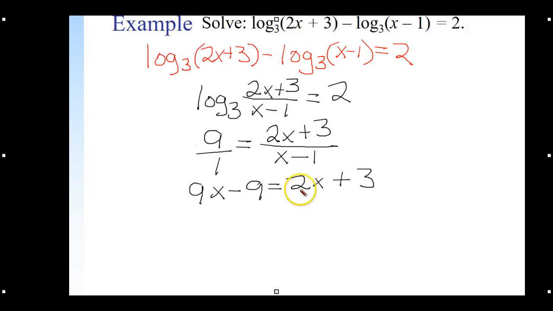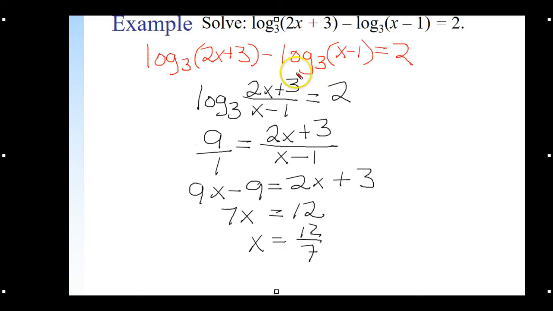We're going to subtract 2x from both sides. This gives us 7x. We're going to add 9 to both sides. That gives us a 12. And we get x equals 12/7. And again, what have you done here?